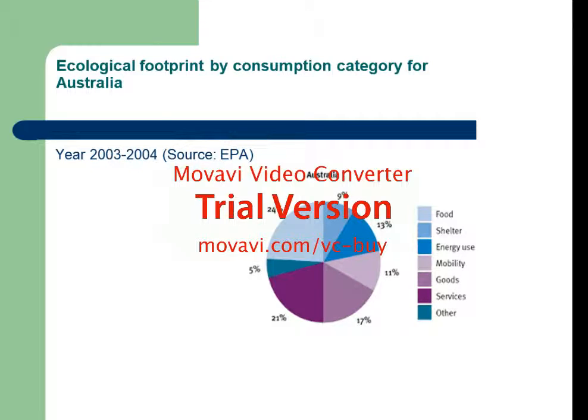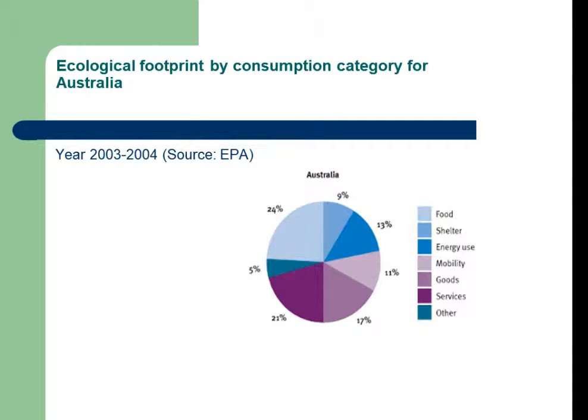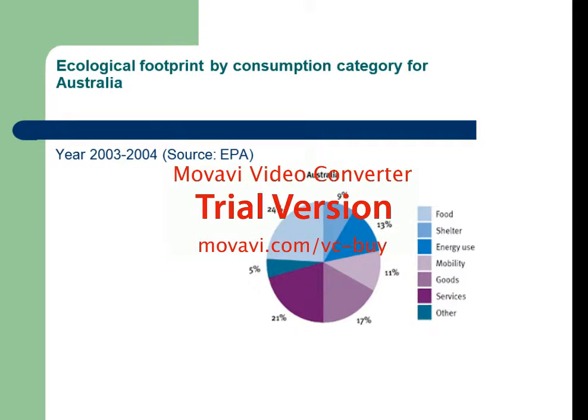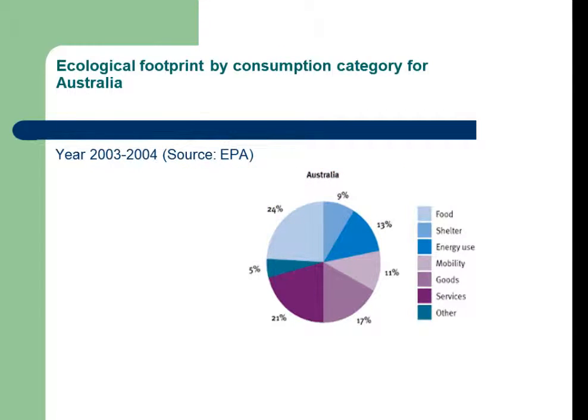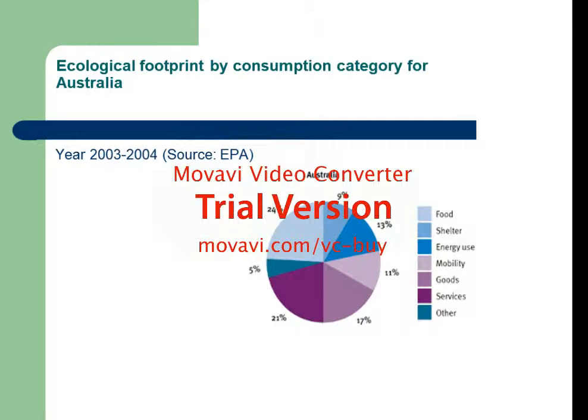As can be seen in diagram, in the year 2003-2004, the approximate contribution of the various components were food 24%, goods 17%, shelter 13%, mobility 11%, etc. Overconsumption, our way of life in Australia, is threatening the future of our planet. We have been exceeding the Earth's ability to support our lifestyle. Habitats are being destroyed. Our soils and waterways are being degraded. The balance must be restored.